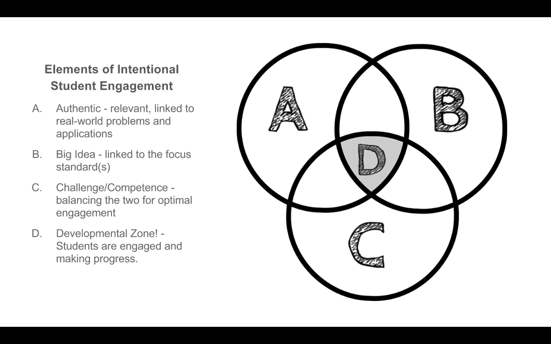And then what are those big ideas? What are those things that you're linked to, those focus standards that are guiding all of your curriculum, this whole course you're doing? And then what's the level of challenge and the level of competence? Knowing where your kids are at with that, what degree of challenge or how fast can they handle this content, the pacing of it, and what skills and knowledge do they already have, and then balancing that out so that there's that optimal engagement level. Getting them in the goal zone here of our triad would be getting them into the development zone where students are engaged and they are making progress.